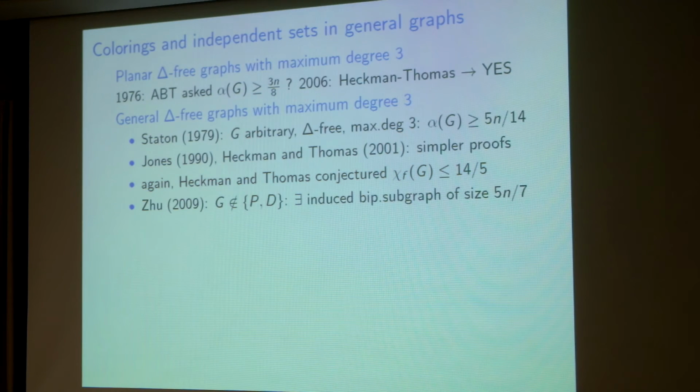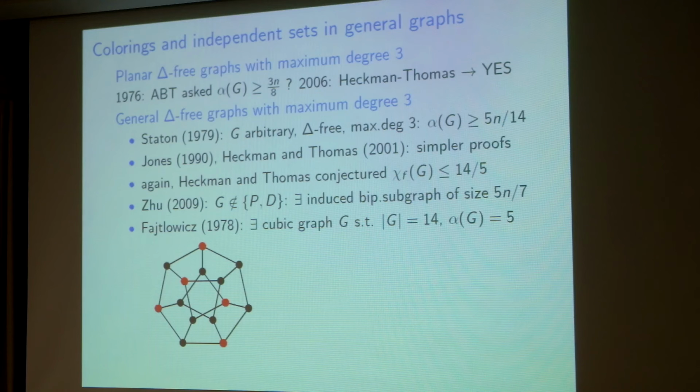one more remark. In 2009, Zhu showed that if you have a triangle-free graph of maximum degree 3, unless it's the Petersen graph or the graph coming from the dodecahedron, you can always find an induced bipartite subgraph that has size at least 5/7. So it also gave yet another proof of the Staton result, because, okay, for those two graphs maybe you need to do it by hand, but otherwise you take your largest induced bipartite subgraph and you take the larger color class of your bipartite subgraph. And by the theorem of Zhu, the class will have size at least 5/14.